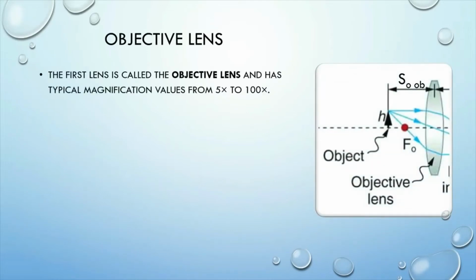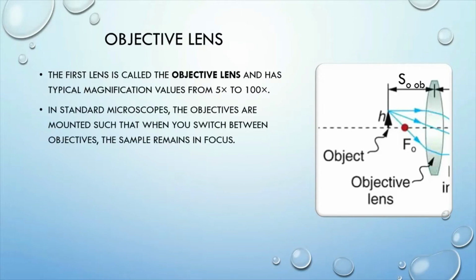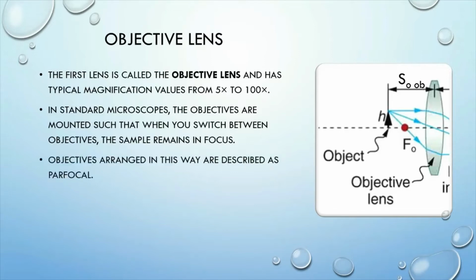The first lens is called the objective lens and has typical magnification values from 5 times to 100 times. In standard microscopes, the objectives are mounted such that when you switch between objectives, the sample remains in focus. Standard microscopes have 3 different objective lenses. Each lens has a different value of magnification. Objectives arranged in this way are described as parfocal.